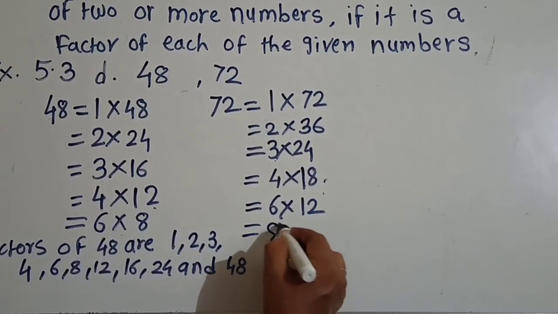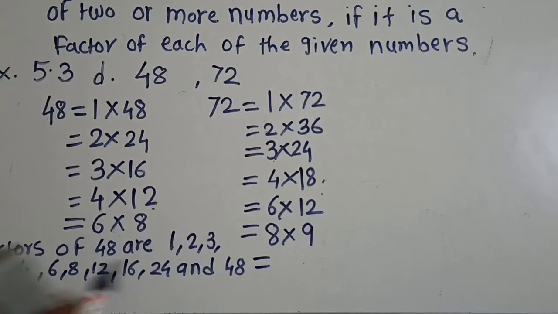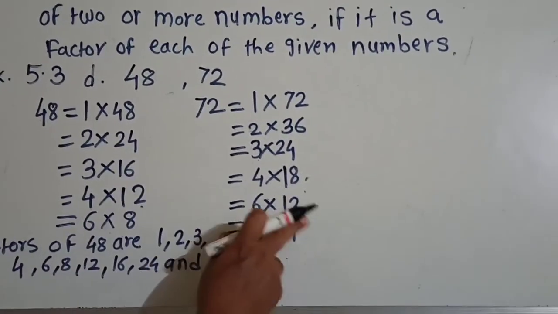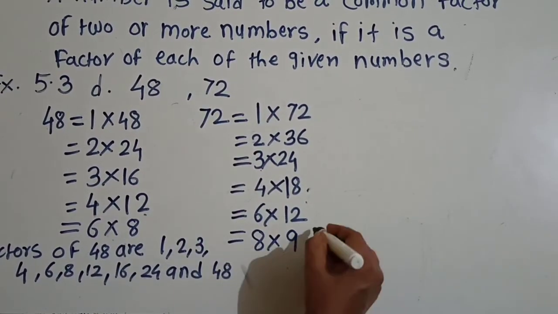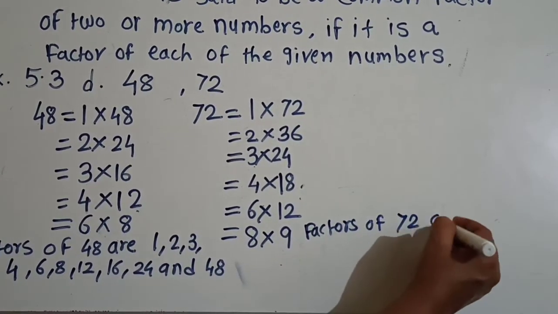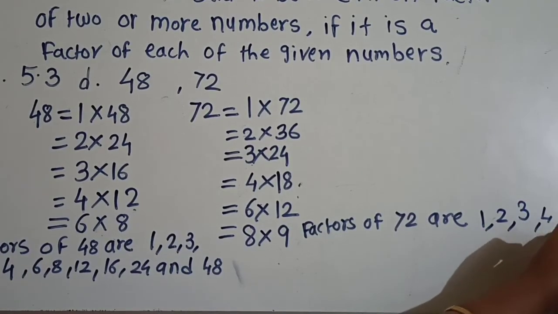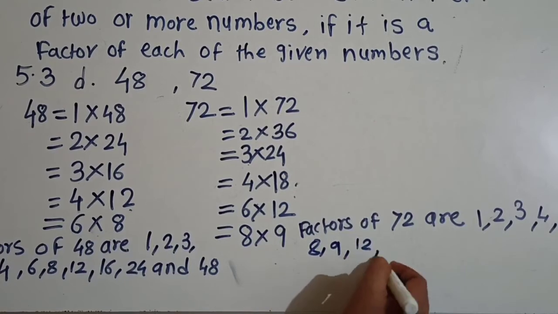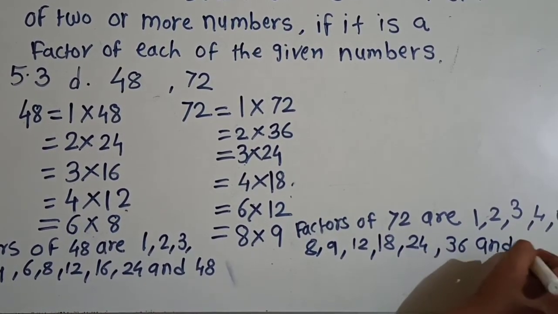Then 8. Yes, 8 9s are 72. Okay. And then 9 8s are, meaning these are 9 8s are 72. Then 10, no. 11, no. Then 12 6s are, meaning it repeats again. Okay, so factors of 72 are 1, 2, 3, 4, 6, then 8, 9, 12, 18, 24, 36 and 72.